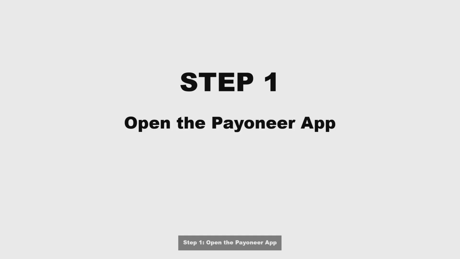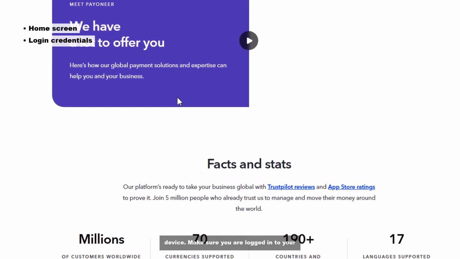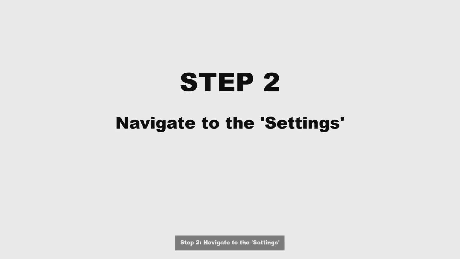Step 1. Open the Payoneer app. Launch the Payoneer app on your mobile device. Make sure you are logged into your account. Step 2. Navigate to the settings.